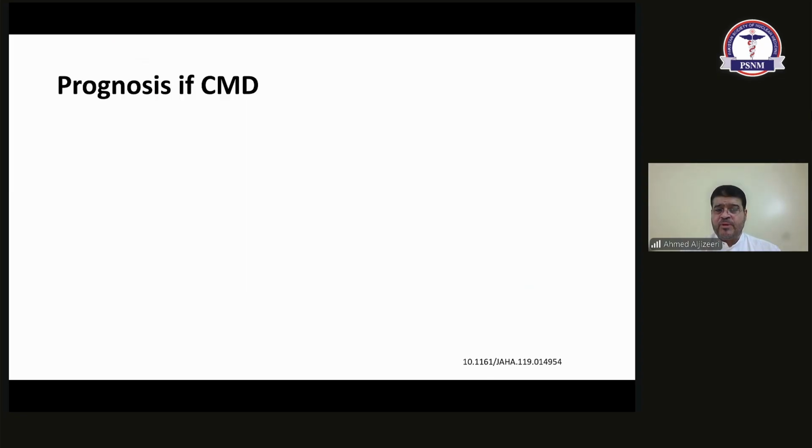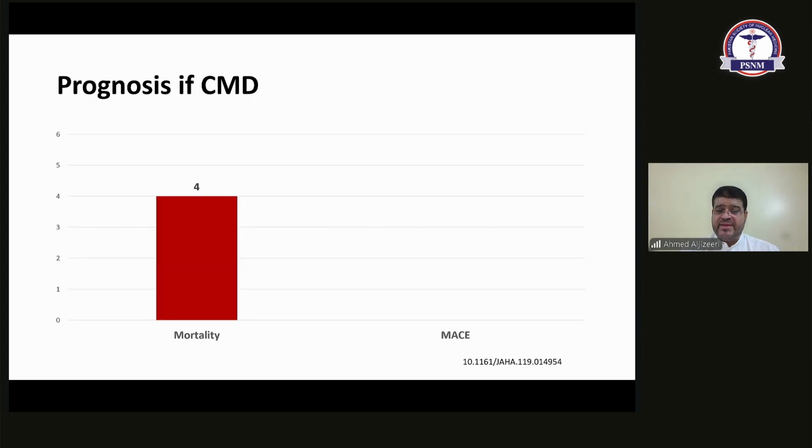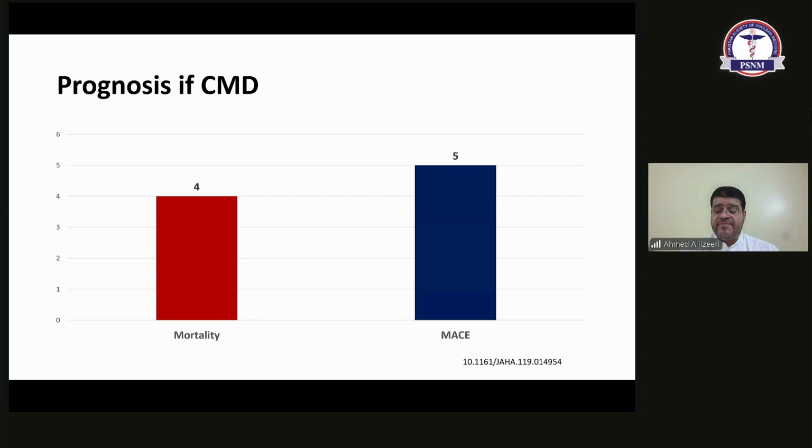Why do we worry about coronary microvascular dysfunction? We worry because there is a 4-fold increase in mortality and a 5-fold increase in major adverse clinical events. So basically, we are looking at a disease that is prevalent in every disease entity that we have, that acts primarily to control the blood flow to the myocardium, and is associated with major adverse clinical events.